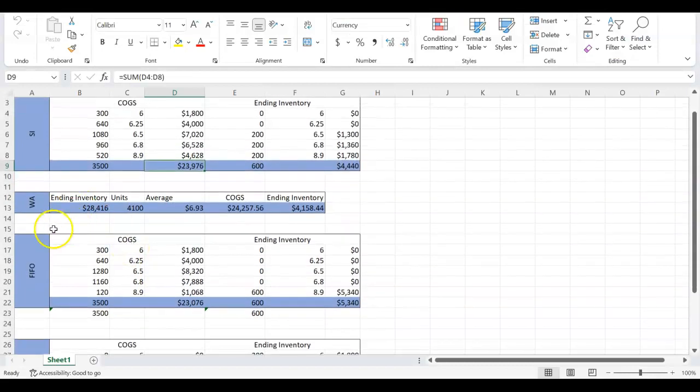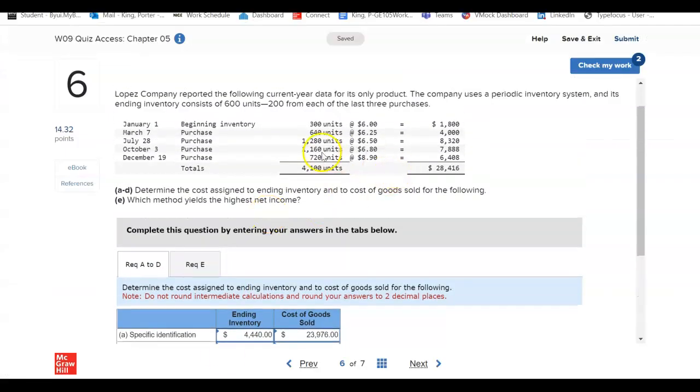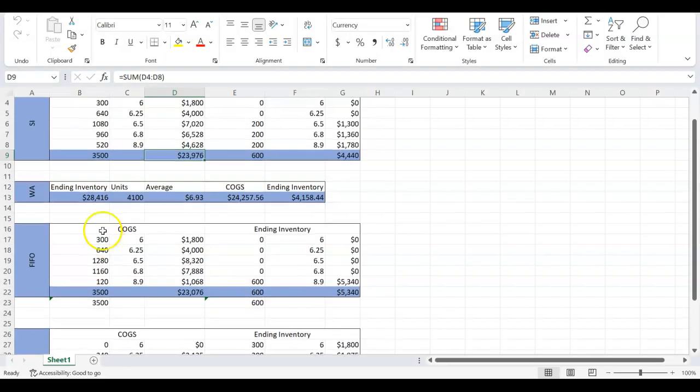The next one was our weighted average, a little bit easier to figure out. We took our units from the 4,100 units and the $28,416 value, and we did 28,416 divided by 4,100, and we got a rounded number of 6.93.